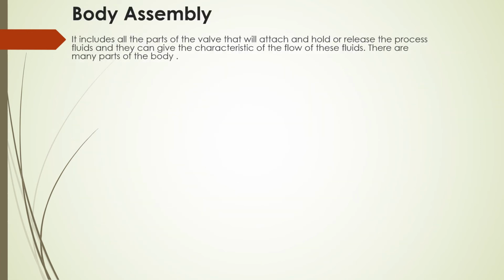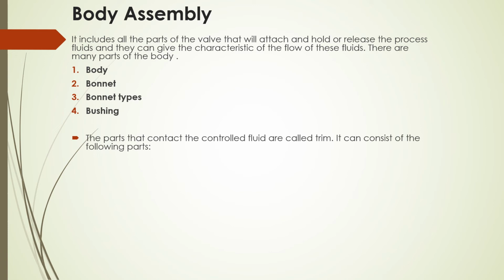Body assembly. It includes all the parts of the valve that will attach and hold or release the process fluid, and they can give the characteristic of the flow of this fluid. There are many parts of the body: the body, the bonnet types, and the bushing. There is also the part that contacts the control fluid, called trim. It consists of the following parts: seat ring and cage.